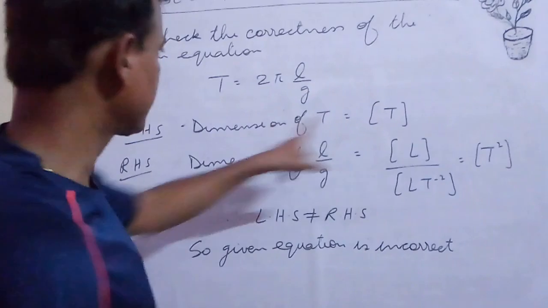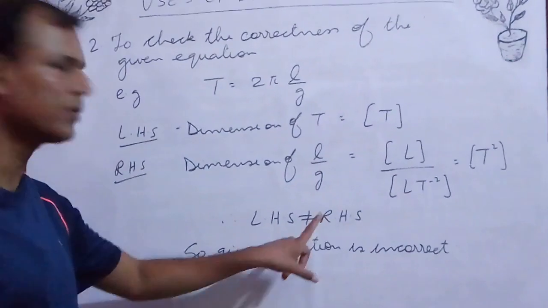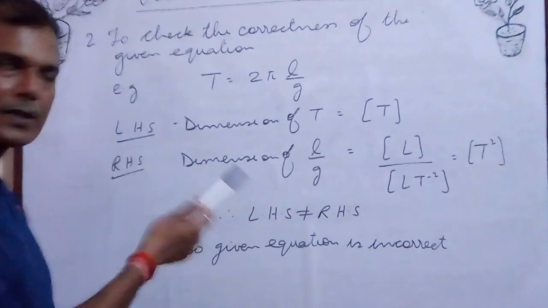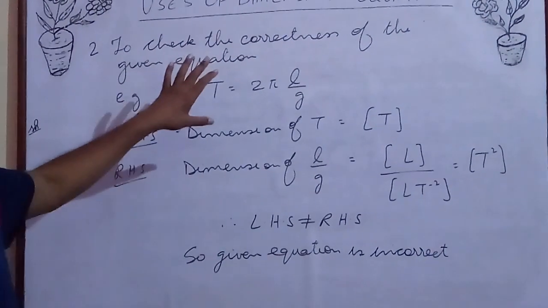So the dimension of LHS is T and of RHS is T^2. Therefore, LHS is not equal to RHS. So the given equation is incorrect. In this way, we check whether any given equation is correct or incorrect with the help of dimensions.